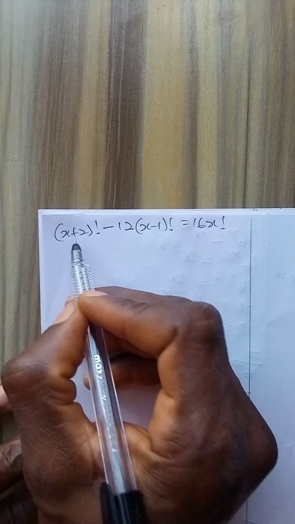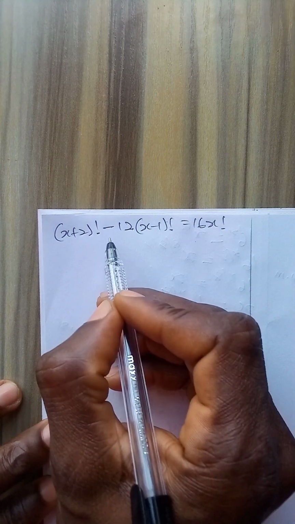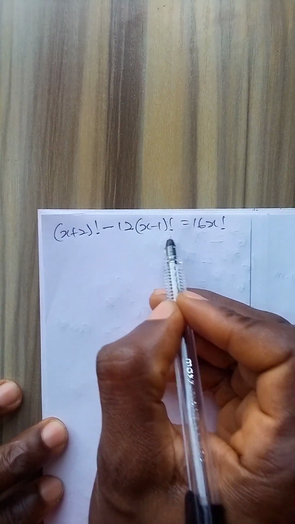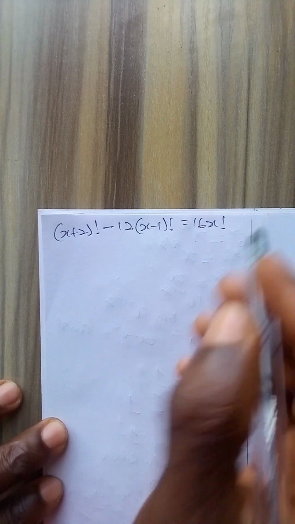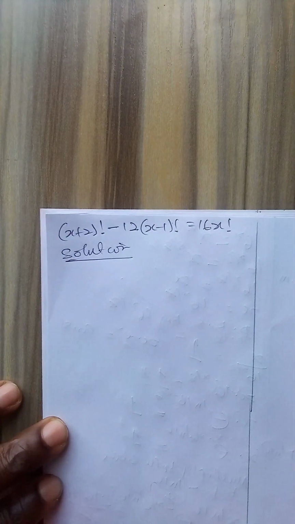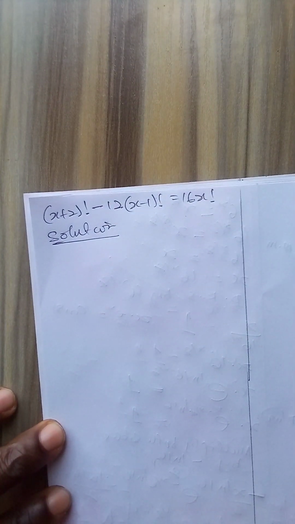The question is (x plus 2)! minus 12 times (x minus 1)! is equal to 16x!. Solution.